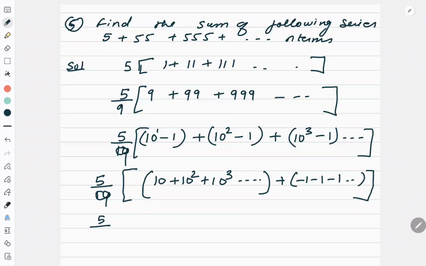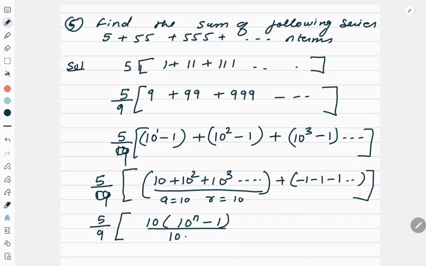Now this is 5 by 9, so 5 by 9 outside. Now what is this first bracket? This first bracket is a GP with A equal to 10 and R also equal to 10. Okay. So what will be the formula for the sum of this GP? A times (R to the power n minus 1) upon (10 minus 1). Then minus, how many 1s are there? n 1s are there. So minus n.